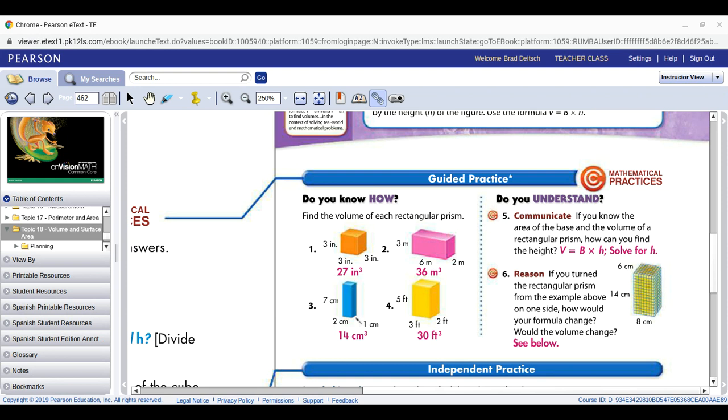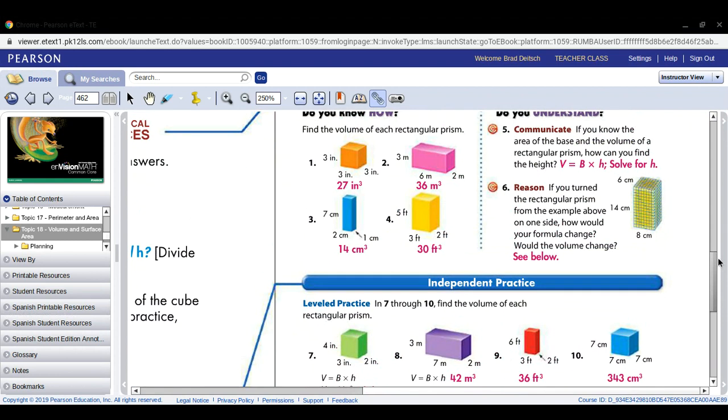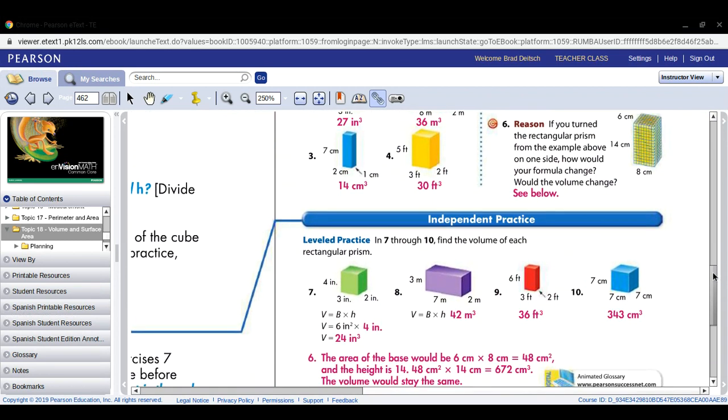For number two, base times height. So the area of the base is 6 times 2, length times width. Multiply by the height, you get 36. Number three is 14, 2 times 1 times 7. And 4 is 3 times 2 times 5. All right, so pretty straightforward, I would think, right? Length times width times height. Find the volume of each.